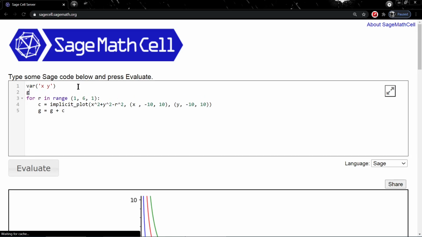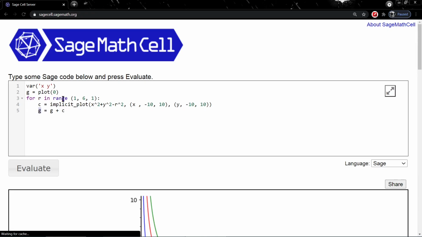First we will initialize the g variable by writing a dummy plot 0. Now the initial value of g is plot 0. In the first iteration the value of r is 1. So the plot is x square plus y square minus 1, and this gets assigned to C. Now the value of g is plot 0 and the value of C is the plot x square plus y square minus 1, and these two get saved in g.